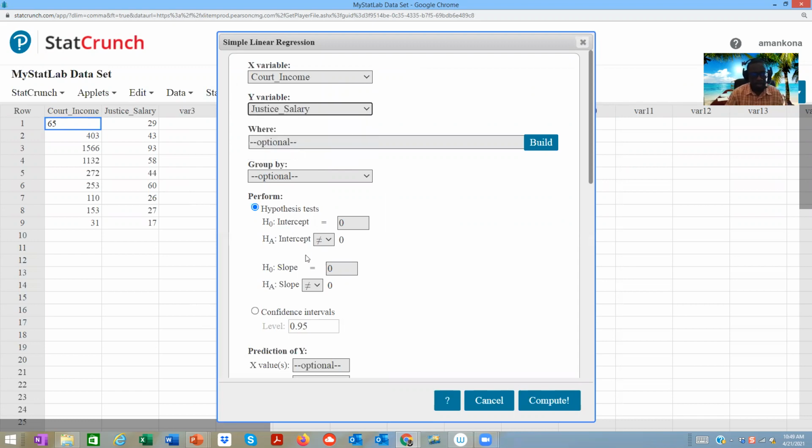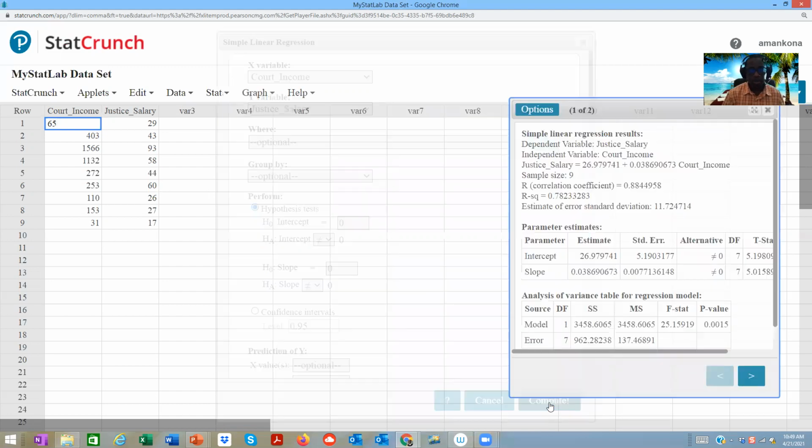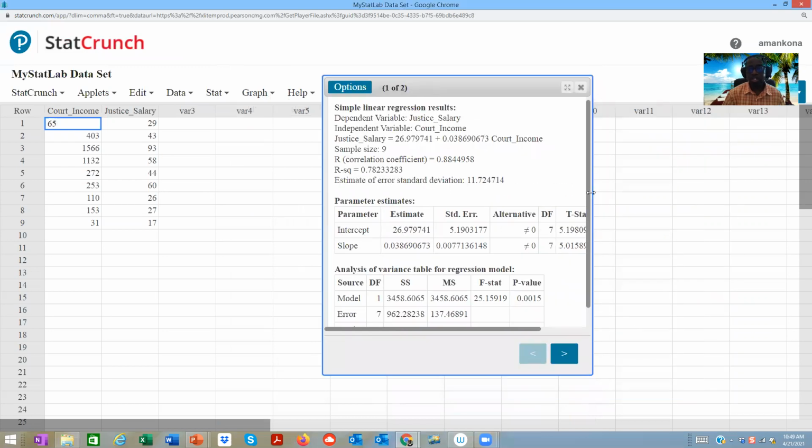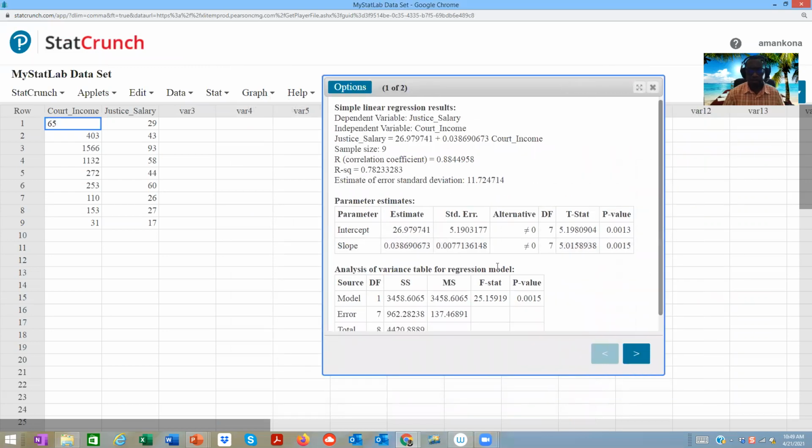For the hypothesis test, rho has the same sign as the slope. If the slope is positive, the correlation coefficient will also be positive. So we use the test saying the slope equals 0 as the null, and the slope is not equal to 0 as the alternative. Then you compute, and you get the scatter plot, the p-value, the test statistic, and the correlation coefficient.